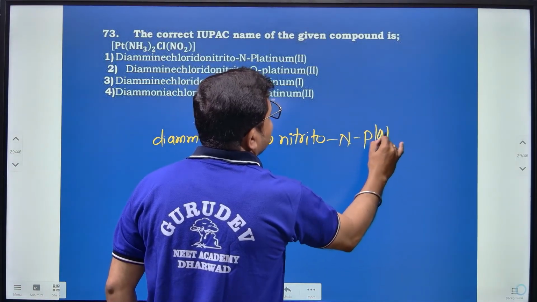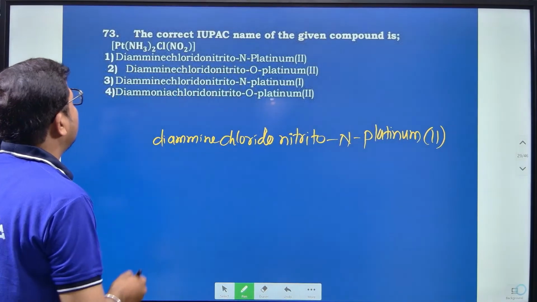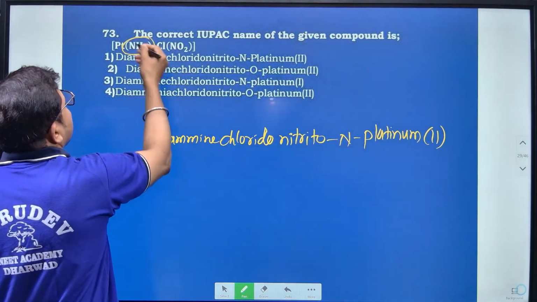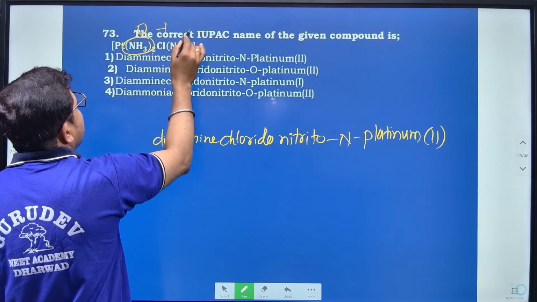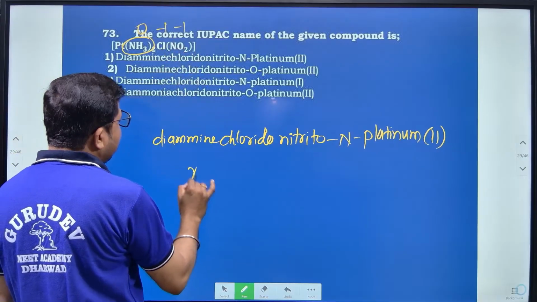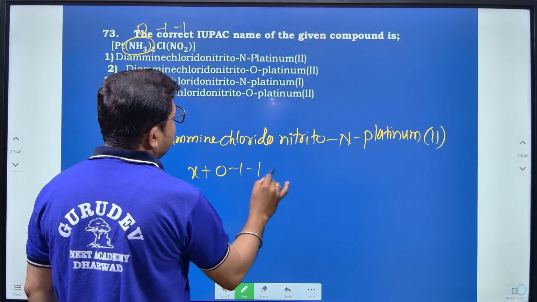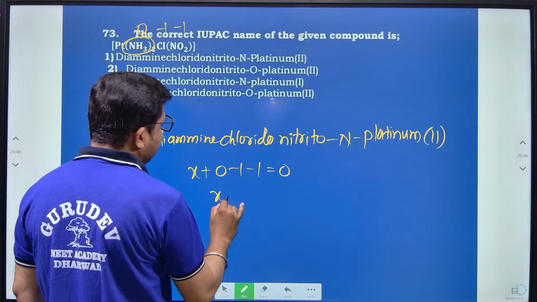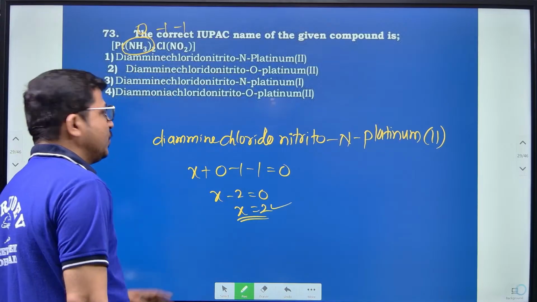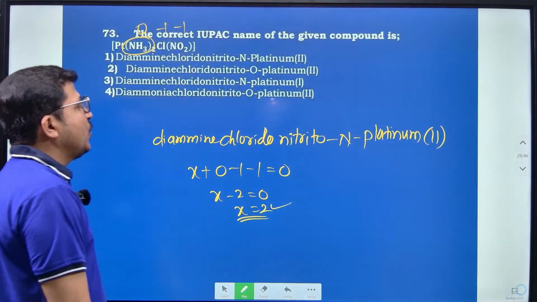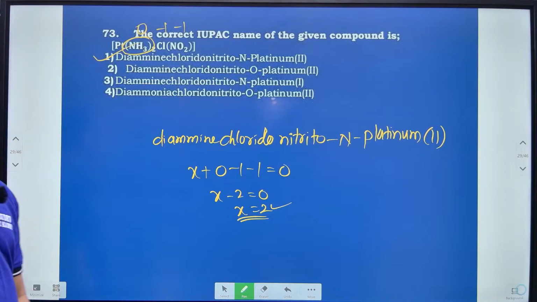Later, platinum 2. How is platinum in the 2 oxidation state? The charge on NH3 is 0, the charge on Cl is -1, and the charge on NO2 is -1. Therefore, X plus 0 minus 1 minus 1 is equal to 0. Therefore, X minus 2 is equal to 0, X is equal to 2. Therefore, the charge on platinum is 2. Therefore, diamminechlorido nitrito-N platinum 2. That is option number 1, the right answer.